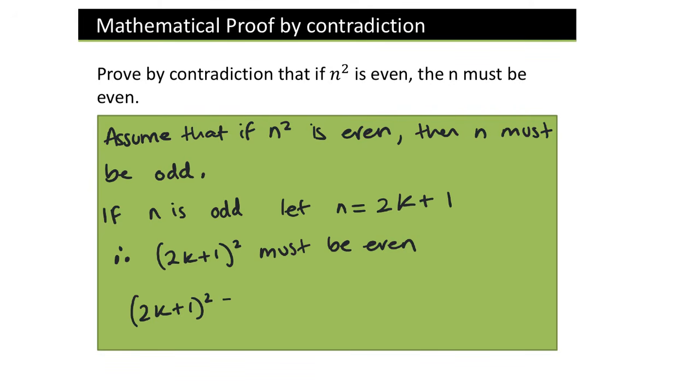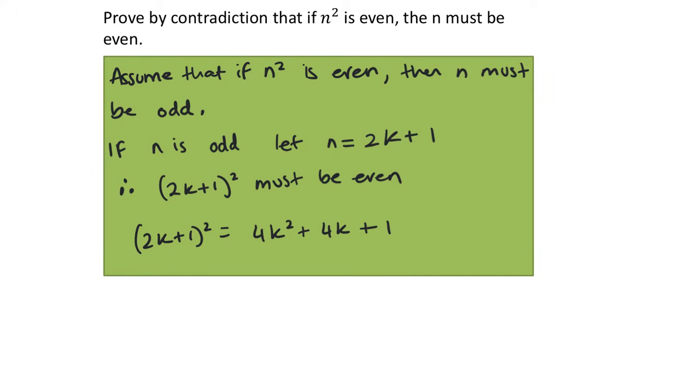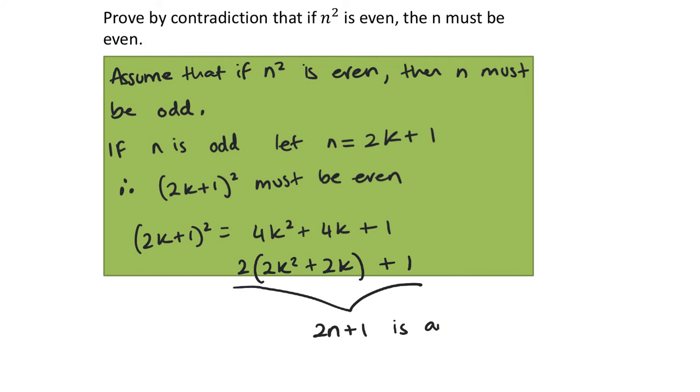So 2k plus 1 squared equals 4k squared plus 4k plus 1, right? 4k squared plus 4k plus 1, we know we can write as 2 lots of 2k squared plus 2k, plus 1. What do we know about this number? It's odd. Okay? And we could even say 2n plus 1 is an odd number. Now, can you see how I'm literally writing everything down, right?